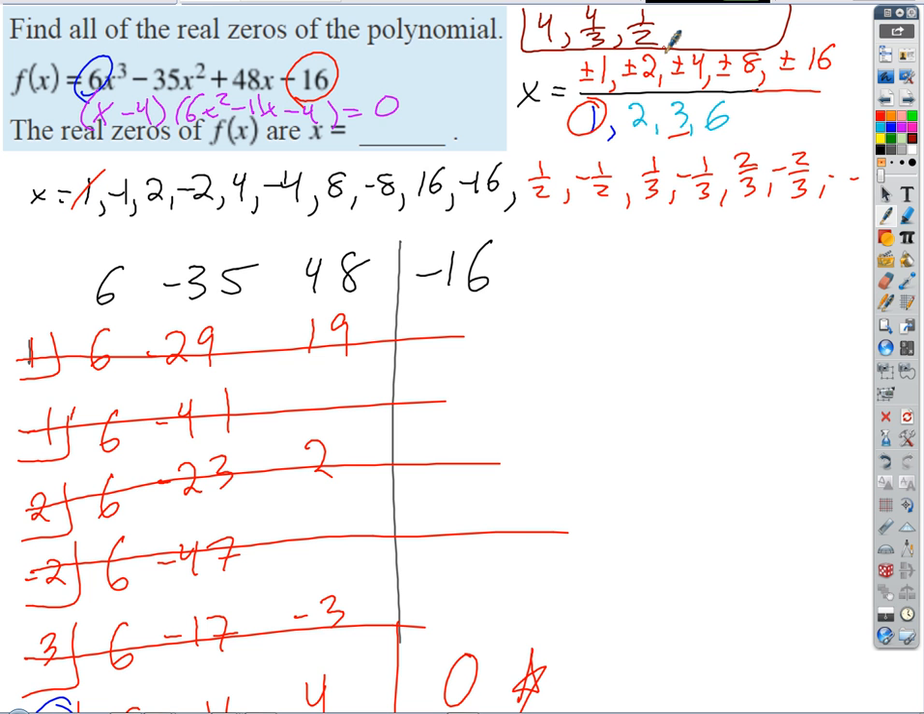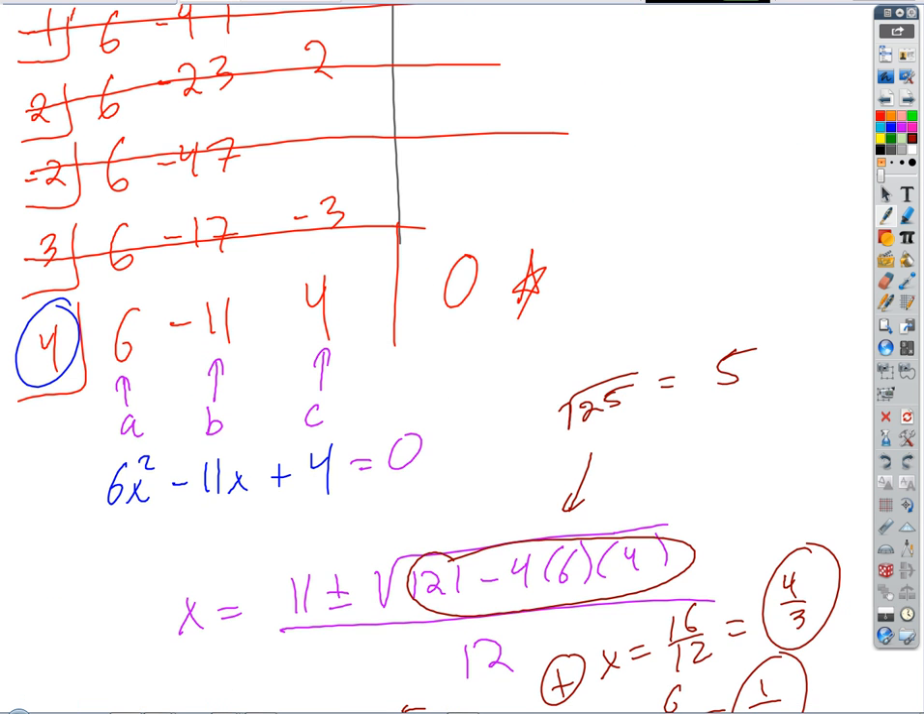Okay? Make sense? I needed to find one 0. So what I was left with would be quadratic, and that's easy then. That's module 3 stuff, quadratic formula, right?